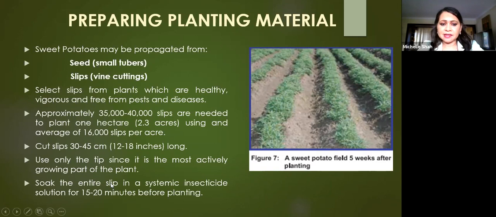Soak the entire slip in systemic insecticide for 15 to 20 minutes before planting. And these are some plants at 5 weeks after transplanting. So it grows in this manner on the ridges.